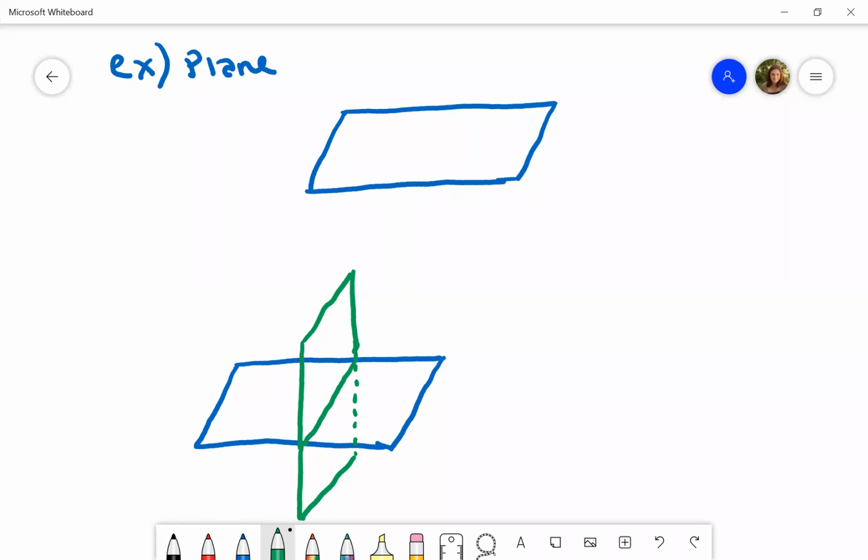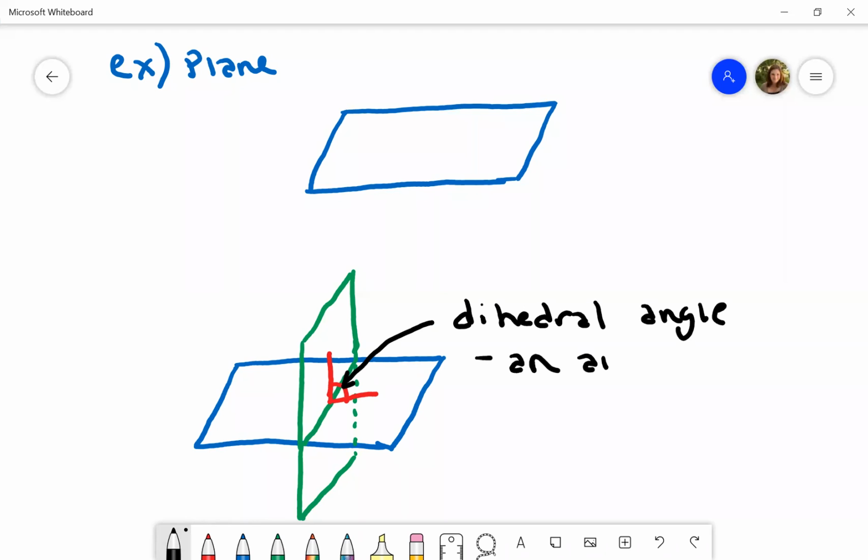Just kind of draw a line where those two planes meet. It looks like it's a right angle, but it doesn't have to be, of course. We actually have a name for that angle. That is called a dihedral angle. So that is an angle formed by two planes.